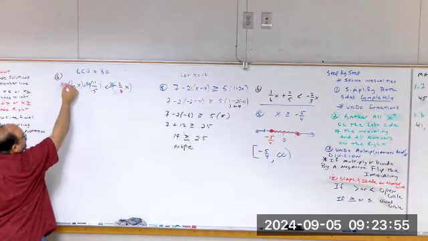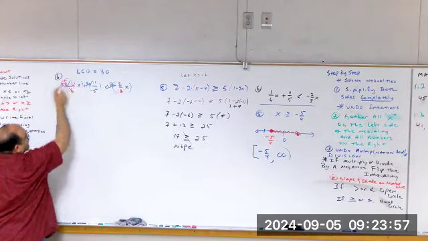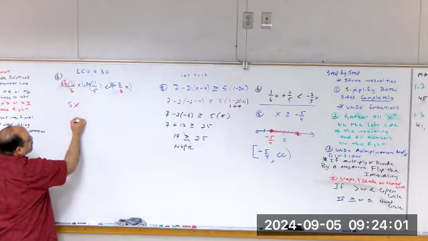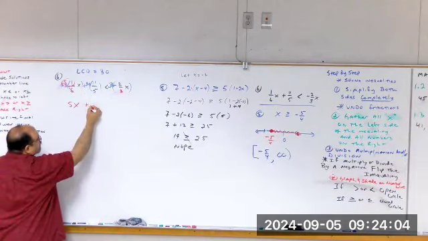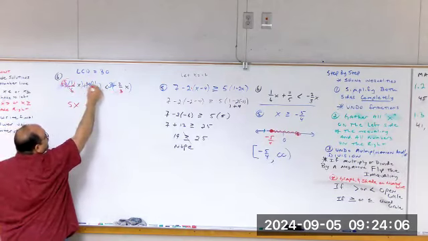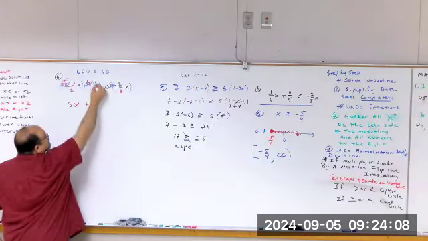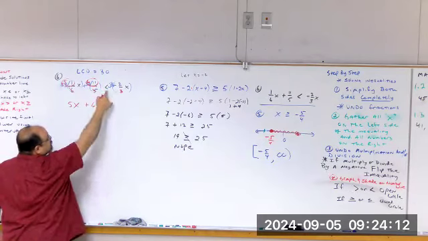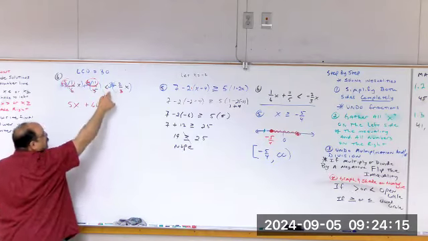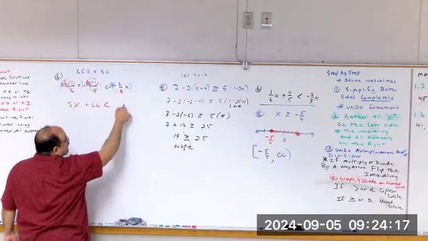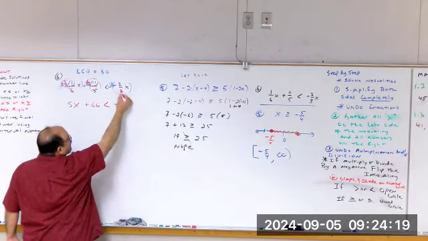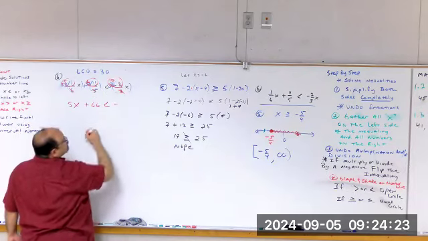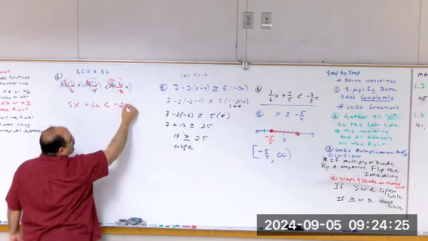6 goes into 30 5 times. 5 times 1 is 5, so we get 5x. Plus, 5 goes into 30 6 times. 6 times 11, that's a 66. It's still less than. A positive times a negative. Don't forget the sign. It's going to be a negative. 3 goes into 30 10 times. So we're left with 10 times a negative 2. That's a negative 20x.